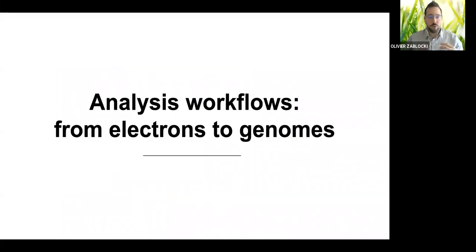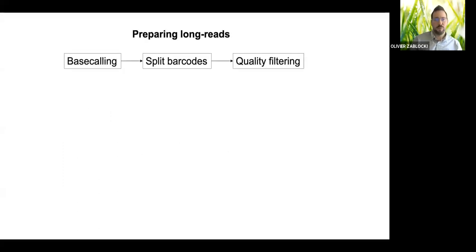So let's get into the workflows and from electrons to genomes. Essentially, how do we go from translating an electric signal to hybrid assemblies? So first, we have to prepare the long reads. It's a bit different compared to Illumina, for instance, where you receive a FASTQ file from the sequencing center or from the machine, and then you proceed on to cleaning it. Here, it's a very manual approach.